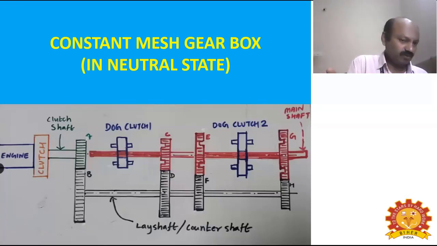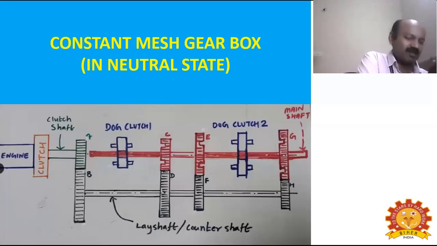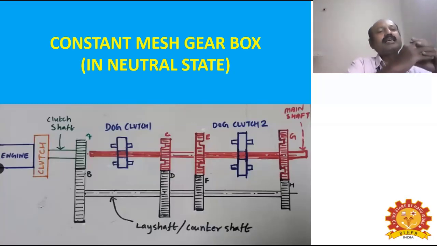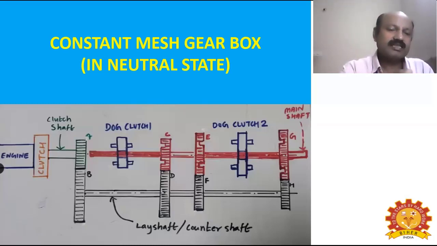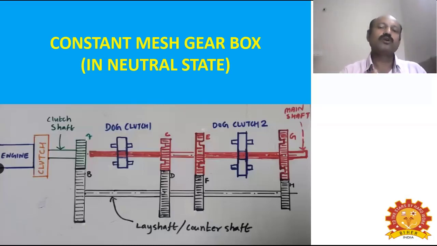Then top gear, fourth gear. I am going to move dog clutch 1 to the left side. Then the dog clutch will go and get attached with the gear A. Then both will rotate with the same speed. So in that way, engine speed is directly transmitted to the clutch shaft. From the clutch shaft, power is directly transmitted to dog clutch 1 because the two are in contact. So when the dog clutch is rotating, the main shaft is also made to rotate.